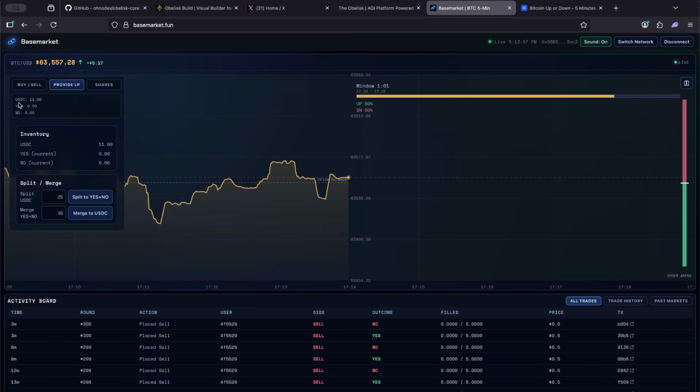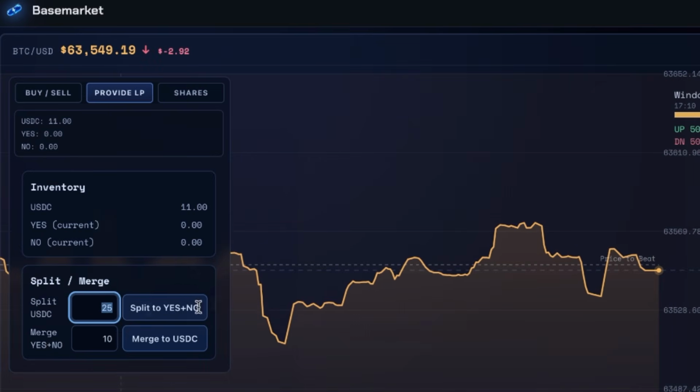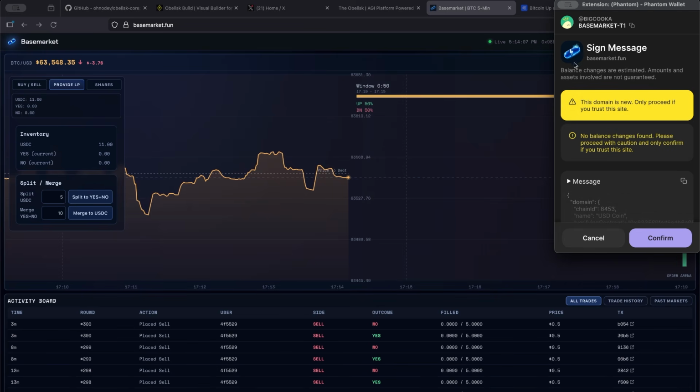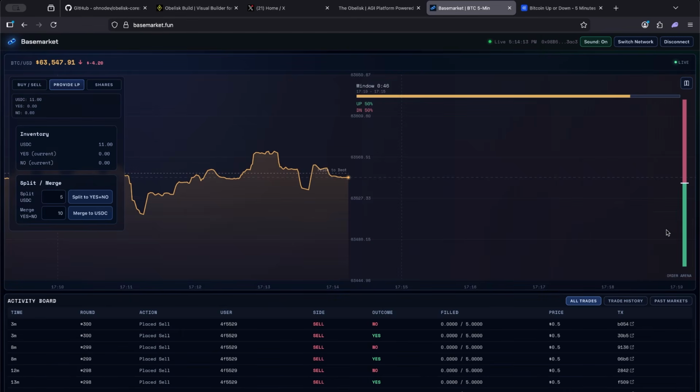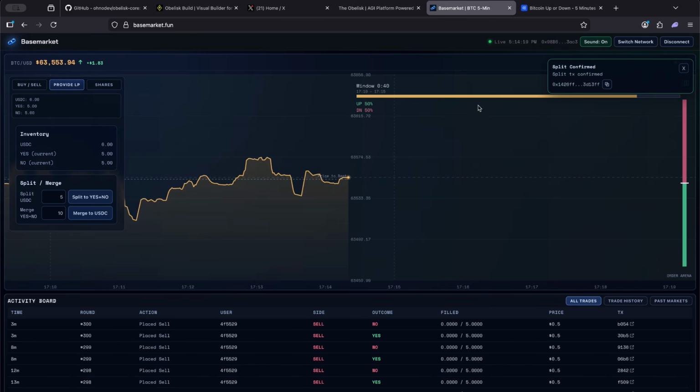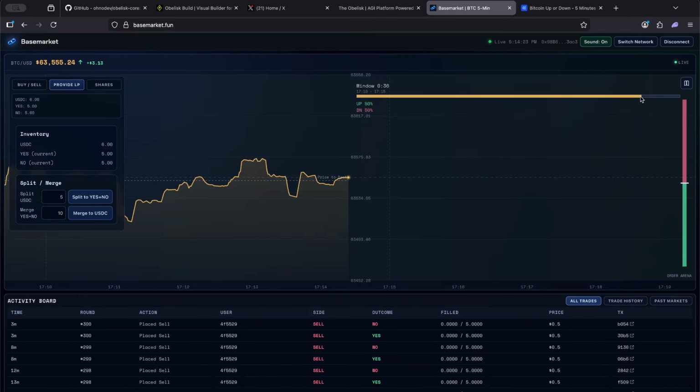You can provide LP, and what you need to do is split your USDC to get yes and no shares. Let's say we're going to split $5. So click split. It's going to ask you to sign a signature. Not sending anything. You're signing a signature because we're doing a gasless payment, X402. At this point, you'll get a confirmation and you'll see the share. You have 4 yes and no shares. Now, don't worry. If this expires, you will get your money right back.